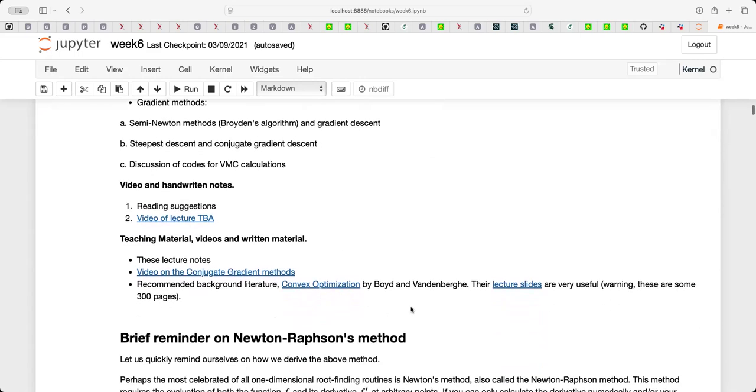Now, there is some additional material here where I link to a textbook by Boyd and Vandenberghe, which is a kind of standard textbook on optimization problems. In most cases, the problems which we deal with in physics are problems where we have convex functions, hopefully. That's the ideal we want to have. And then we know that the gradient has to be zero at the minimum, and the second derivative has to be positive. That's the typical mathematical definition of a convex function.